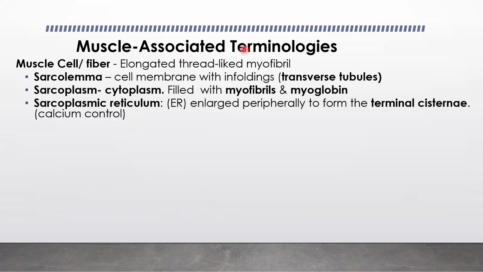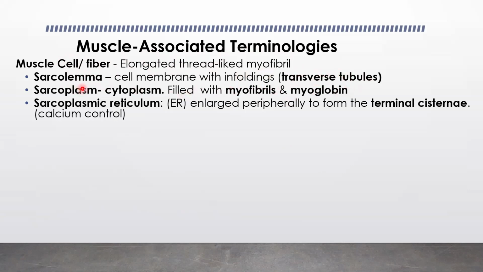Then we check on the muscle associated terminologies. So a muscle cell or the muscle fiber is actually a myofibril. So a muscle cell at this point is a myofibril. Then sarcolemma is a specialized type of membrane that is found in muscles. So sarcolemma is just a cell membrane that is specialized and now called sarcolemma. It's called sarcolemma because it has infoldings. So these infoldings are the ones that make the transverse tubules.